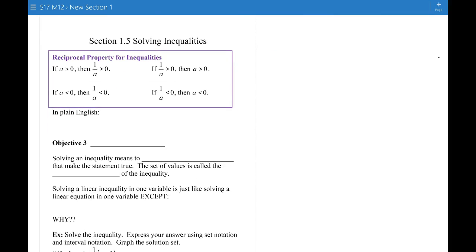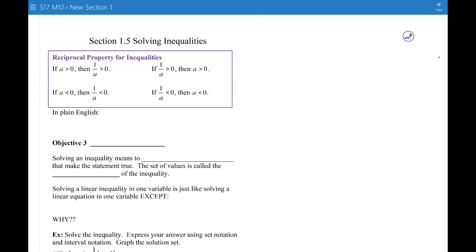Okay, so now we have the reciprocal property, which says if a is a number bigger than 0, then if I do the reciprocal, that has to be bigger than 0 also. So you can't make a number negative by doing the reciprocal. And if a is a negative number, its reciprocal is negative. And then these go both directions.